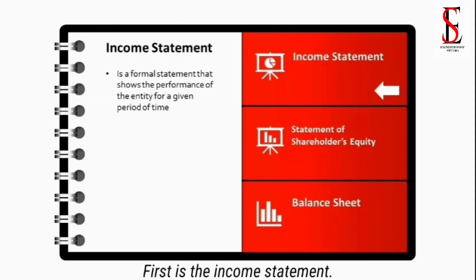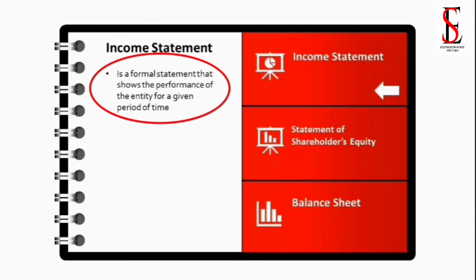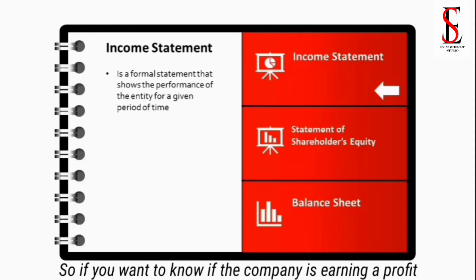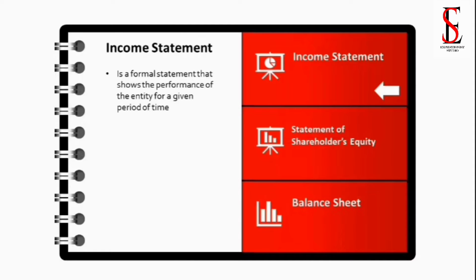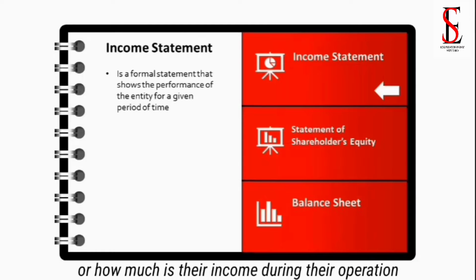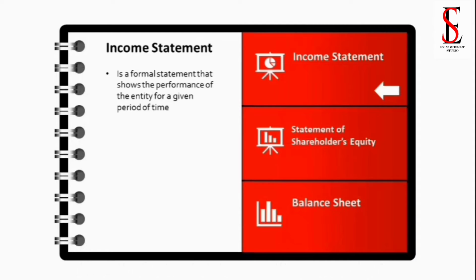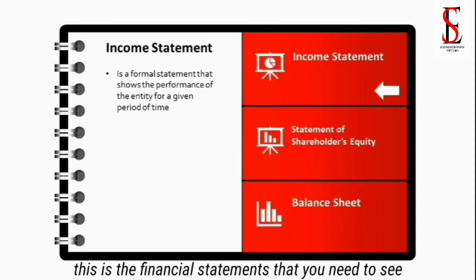Okay, so first is the income statement. So what is income statement? Income statement is a formal statement that shows the performance of the entity for a given period of time. So if you want to know if the company is earning a profit or how much is their income during their operation, this is the financial statement that you need to see.